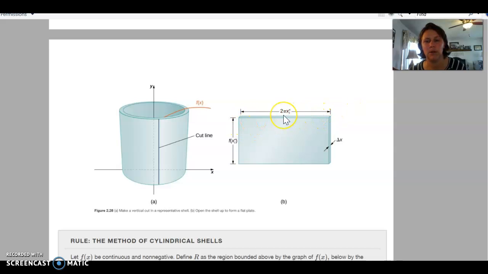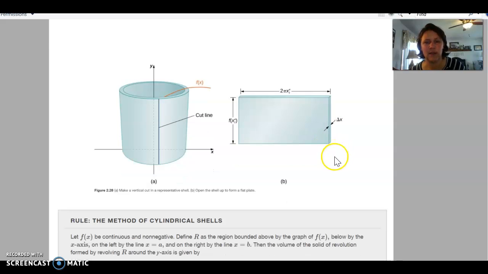So 2 pi r is going to be the length of this rectangle, except remember that r is represented by our x values. So 2 pi x is the length. Now the height is the height of the function, because that height is going to vary. It varies according to our function. From the x value up here, that's actually the y value of your function. So f of x, or whatever function they give you, is going to be your height. And then delta x is the width, which we want to be super tiny. That's what an integral does for us. It finds the sum of all of those.